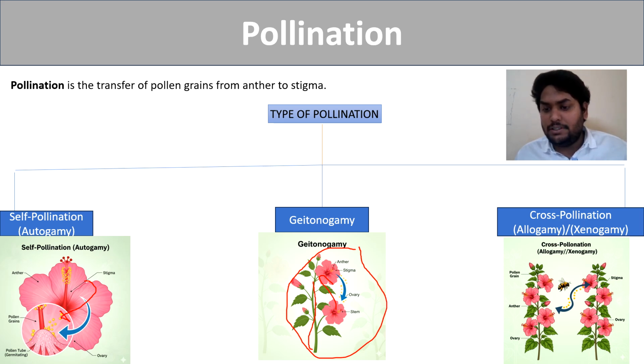After that we can see cross pollination, which we also call xenogamy. In cross pollination the plant is different, the flower is different, both are different, as you can see in the figure. So these are genetically different, and we get some variation in this. After that there are some pollination agents who help to transfer the pollen grain from one place to another place.